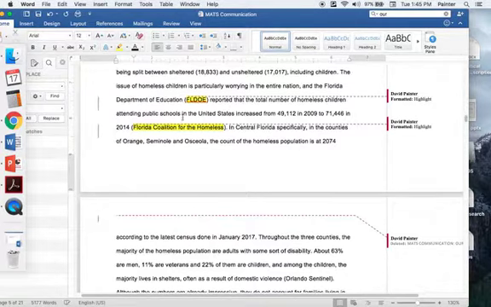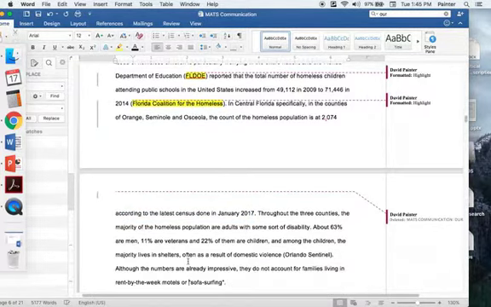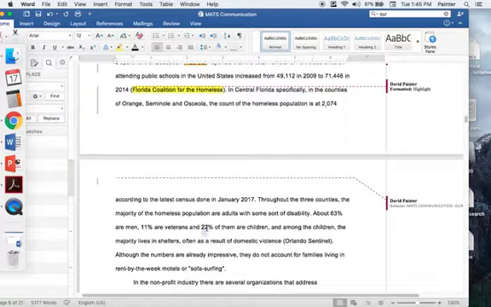So what does this say? In Central Florida specifically, in the counties of Orange, Seminole, and Osceola, the count of the homeless population is at 2074. I guess it's 2074. Well, where's the citation for this? 22% are children. This is not, again, an APA citation.